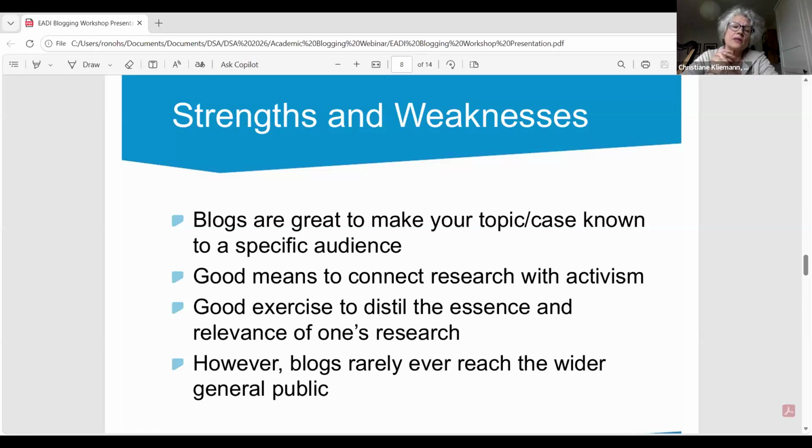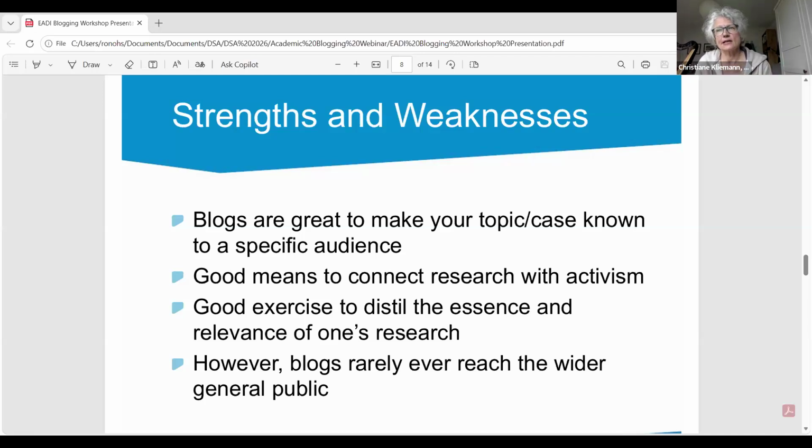And of course, it's a very good means to connect research with activism. So blog posts are very good if you want to move people around a topic. They won't read a journal article, but they will read a blog, and then those blogs can also be used by activists or by NGOs to raise awareness or even to mobilize for action.